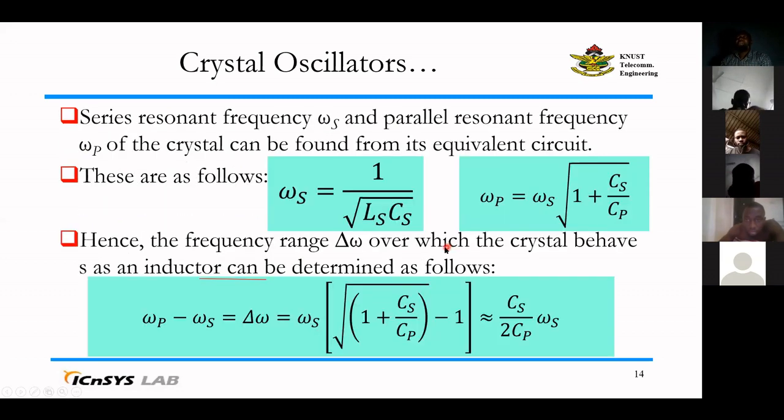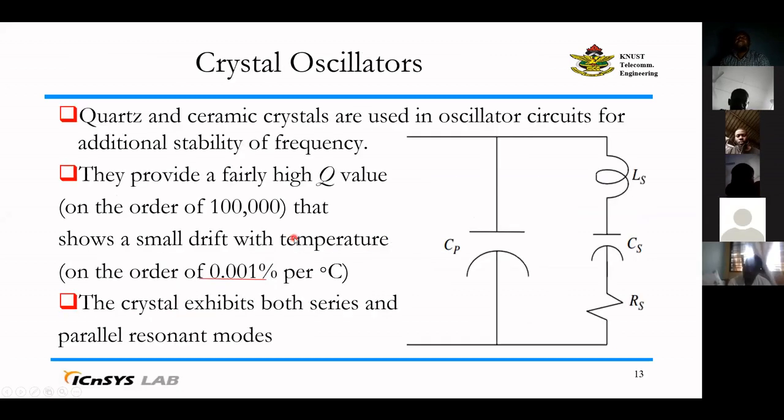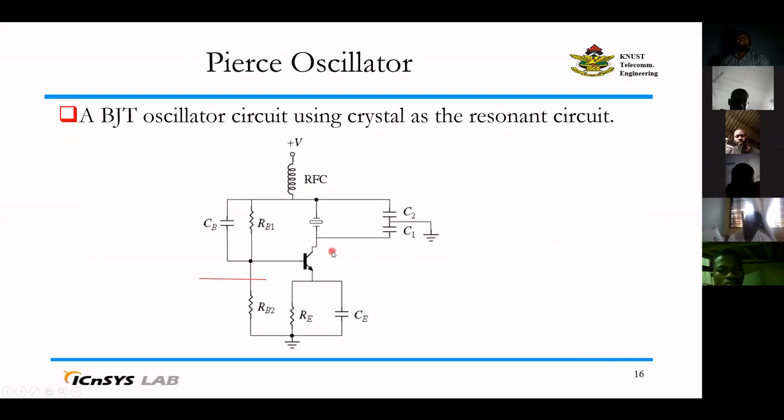Why is that necessary? If you remember, in the case of the Colpitts oscillator here, you see that this inductor is a problem. We have to find a way of stopping the DC from leaking through the inductor. But this inductor can be replaced by a crystal, and then you don't need to make this adjustment again, which is why sometimes a crystal is used to replace the inductor in circuits.